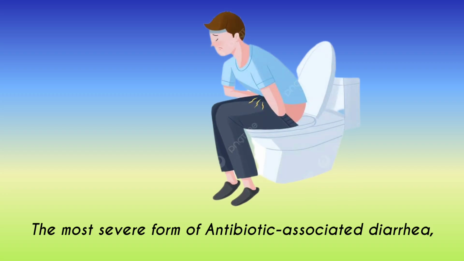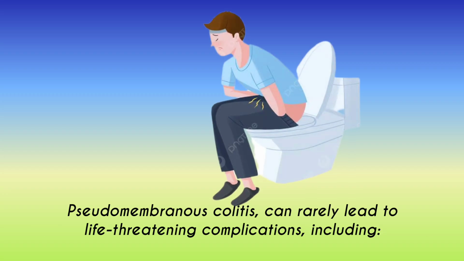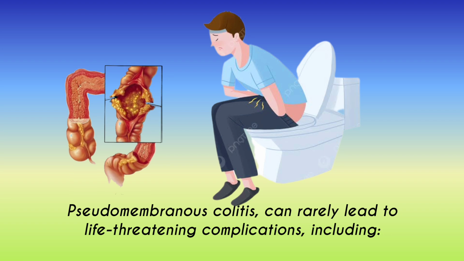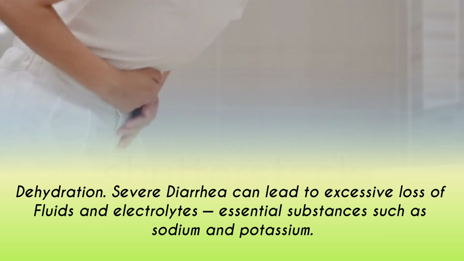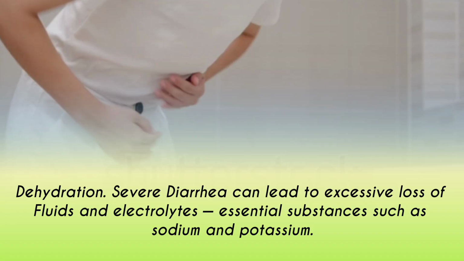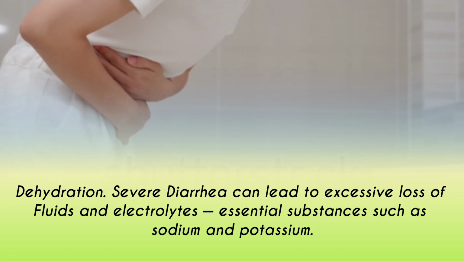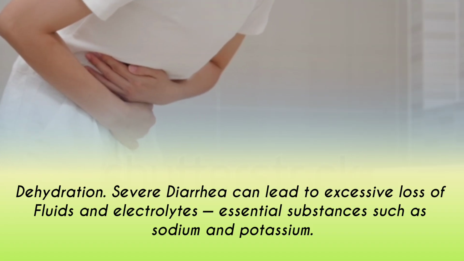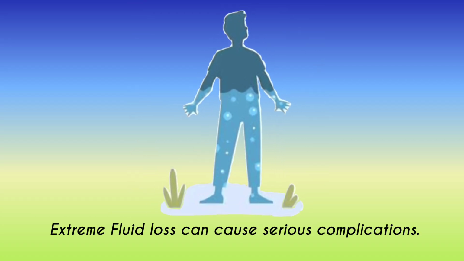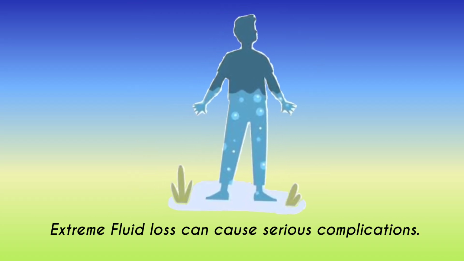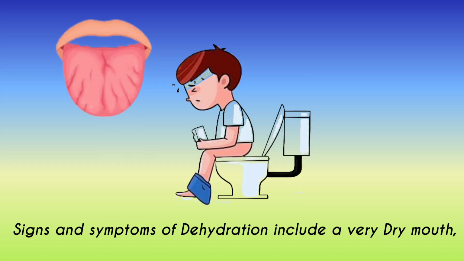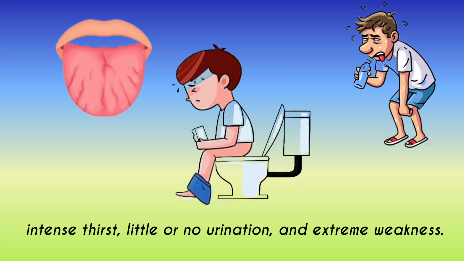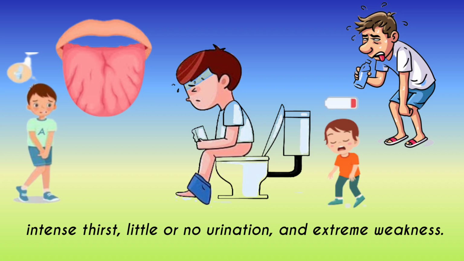Complications: the most severe form of antibiotic-associated diarrhea, pseudomembranous colitis, can rarely lead to life-threatening complications, including dehydration. Severe diarrhea can lead to excessive loss of fluids and electrolytes, essential substances such as sodium and potassium. Extreme fluid loss can cause serious complications. Signs and symptoms of dehydration include a very dry mouth, intense thirst, little or no urination, and extreme weakness.